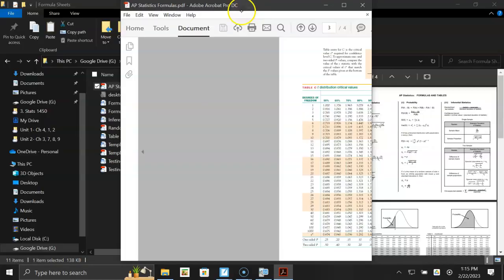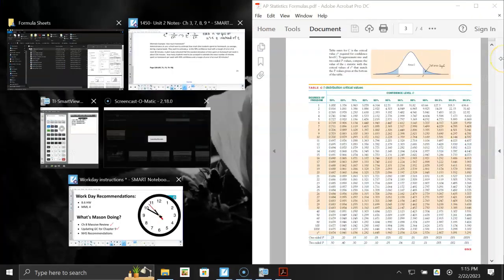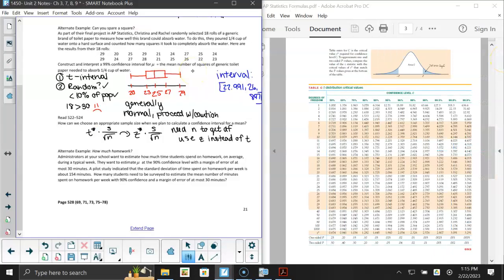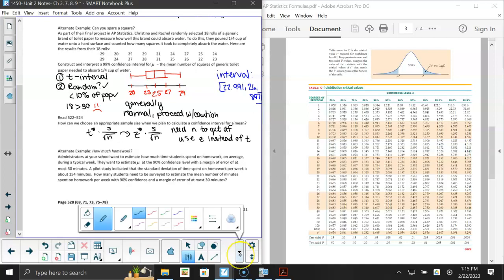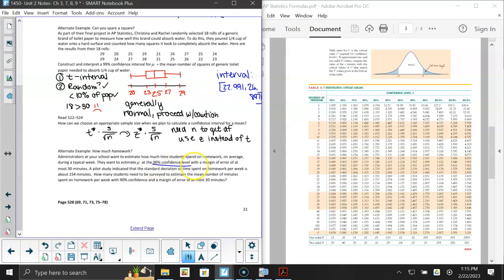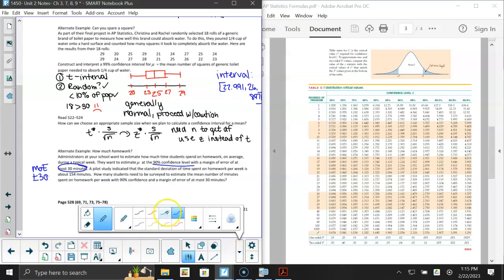All right, so for this one, you come over here. We are running a 90% confidence interval. 90% confidence level with a margin of error of at most 30 minutes, so plus or minus 30. A pilot study indicated that the standard deviation of the time spent on homework per week is 154 minutes.